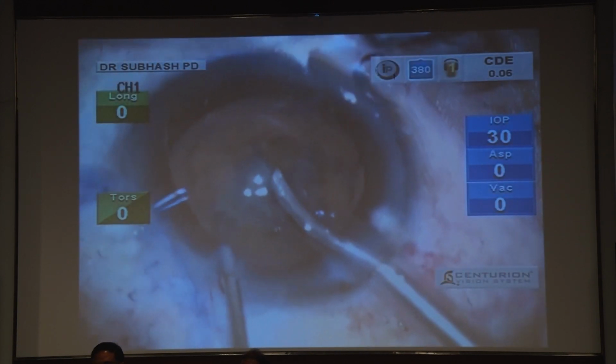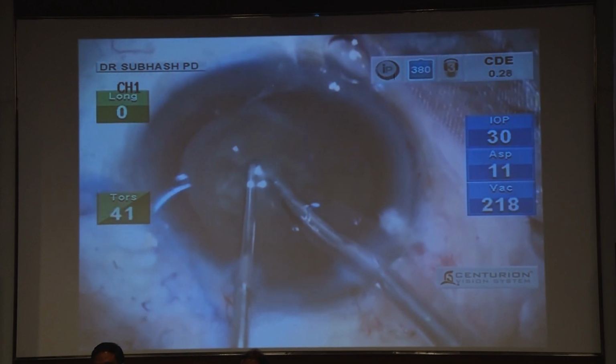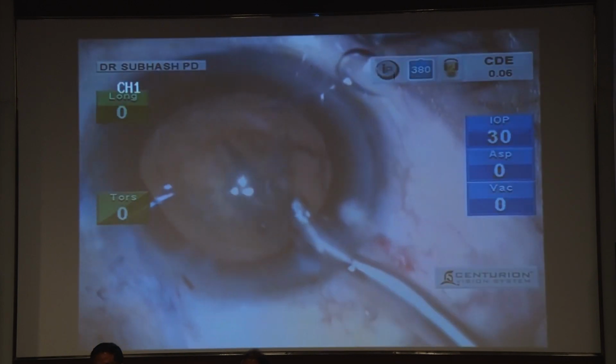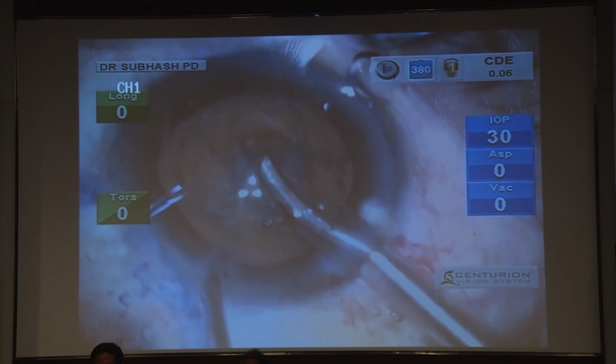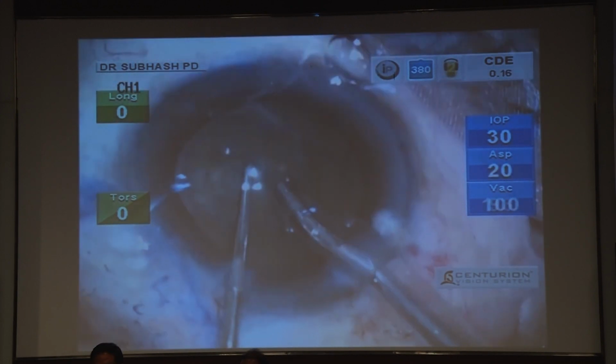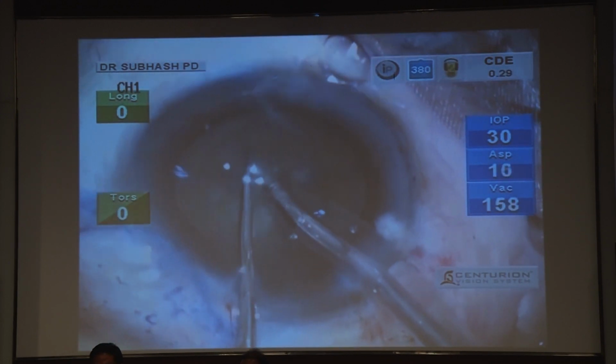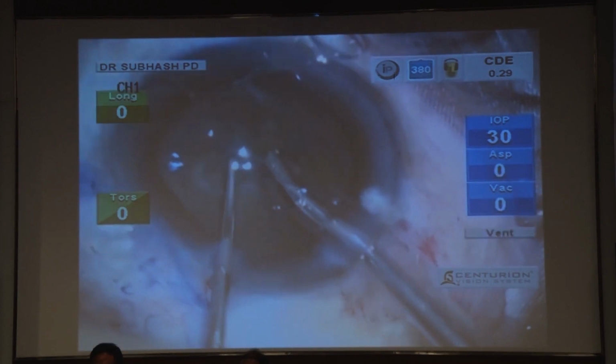But here I will do the phacoemulsification using the active fluidics of the surgery, which can be done even with the pressure of 30 mm of mercury, which is very safe in this type of patient.